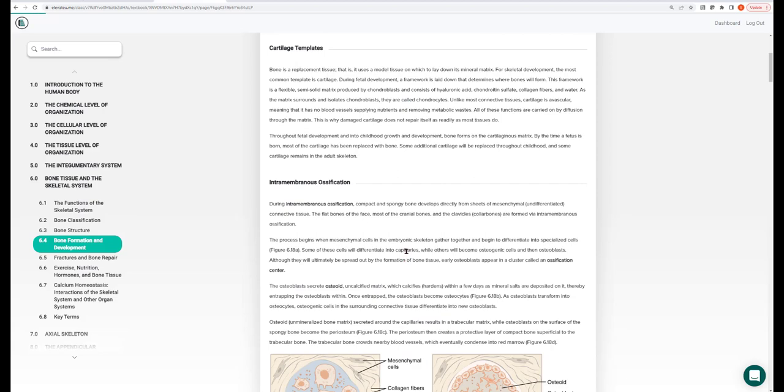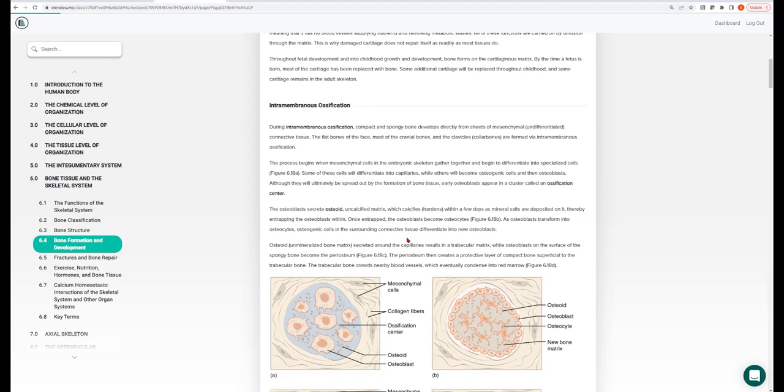So let's start with the first one. I'm not going to get really crazy about this first one, and this is intramembranous ossification. This is the type of bone formation where you get the flat bones of your face, most of your cranial bones, and the clavicle. So you can see it's not a majority of the bones. So just think flat bones. If you just think flat bones are formed by intramembranous ossification, you will be fine.